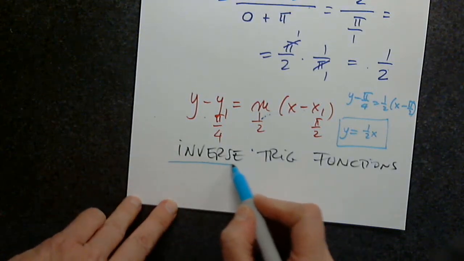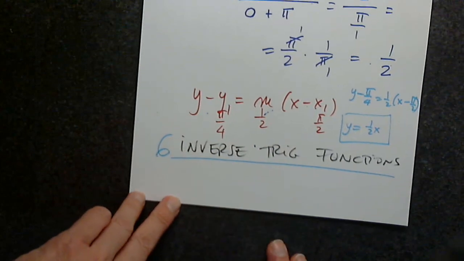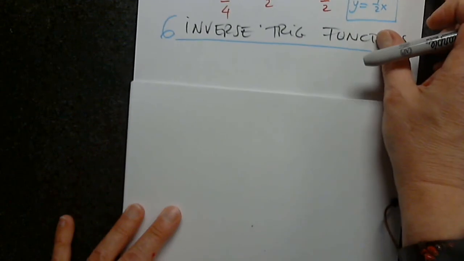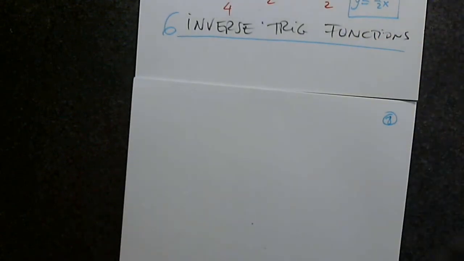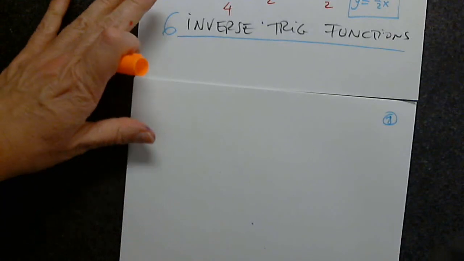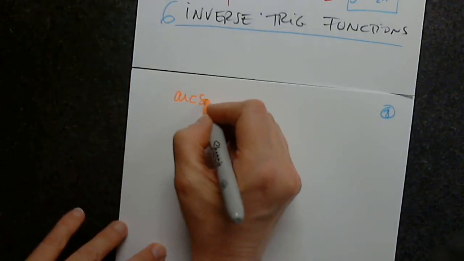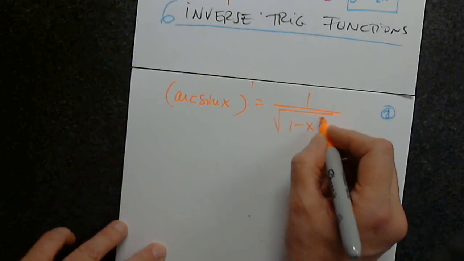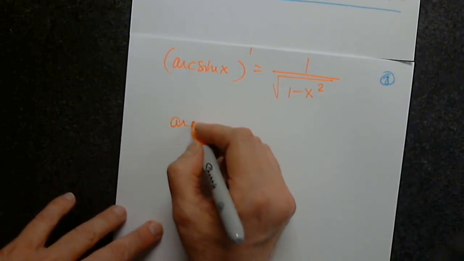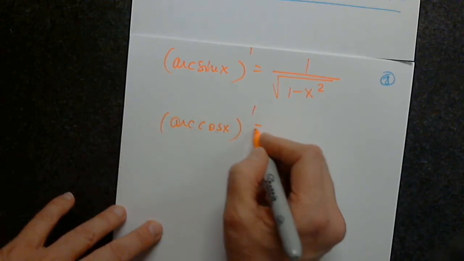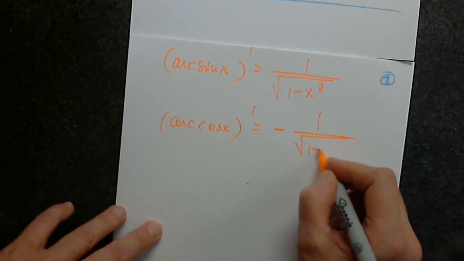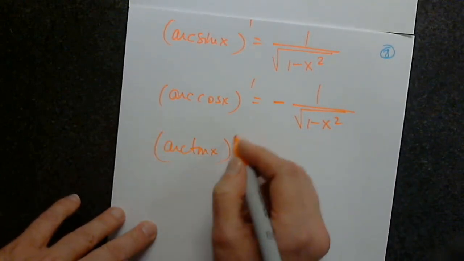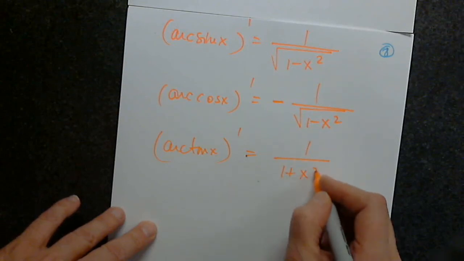I know we have 6 inverse trig functions, but I only insist on 3 and very, very decent derivatives. So arc sine prime is 1 over the square root of 1 minus x squared. Arc cosine prime is -1 over the square root of 1 minus x squared. And arc tangent prime is 1 over 1 plus x squared.